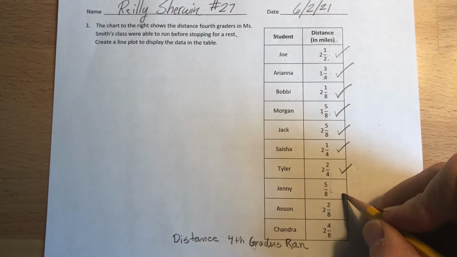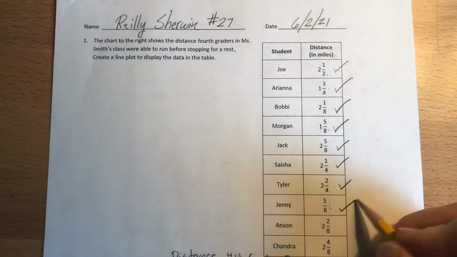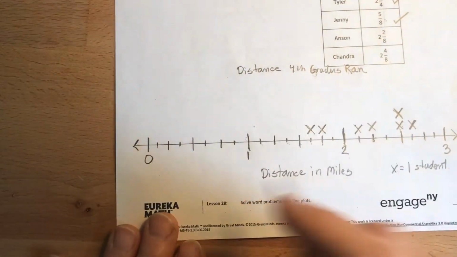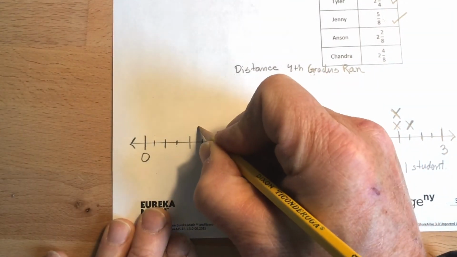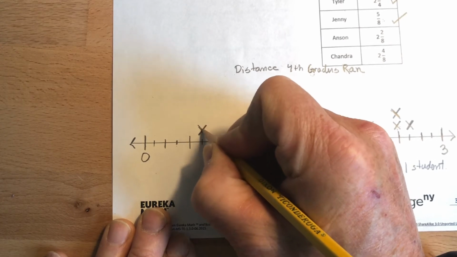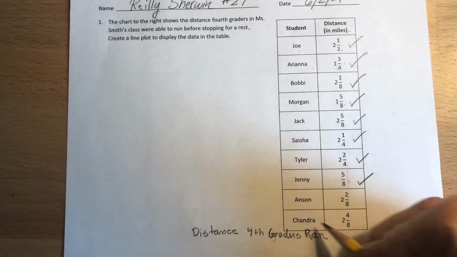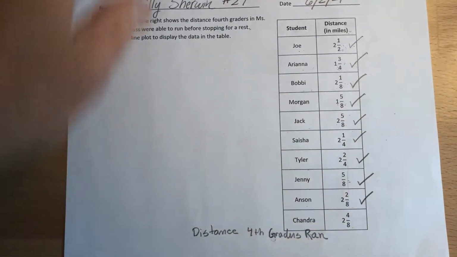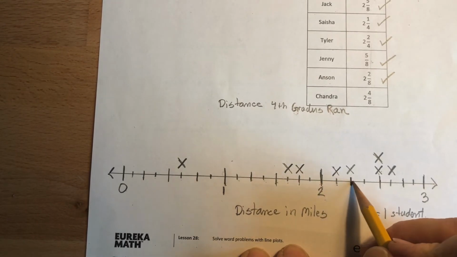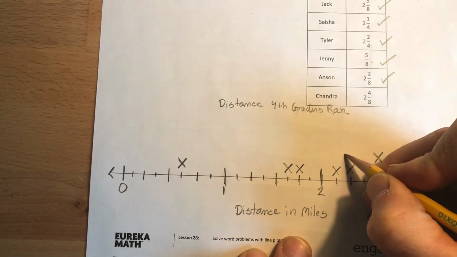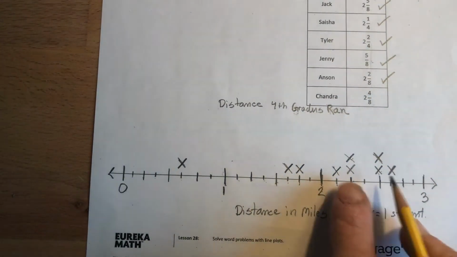And then I've got Jenny, which is 5/8. So she's way down here, okay? Jenny's 5/8, so I got 0, 1, 2, 3, 4, 5. Jenny's what we call an outlier. The data was way off from the other data, okay? Then I got Anson, which is 2 2/8. So come down here, 2 2/8, 1, 2. Oh, another X goes on top. There. Those two are the same size.